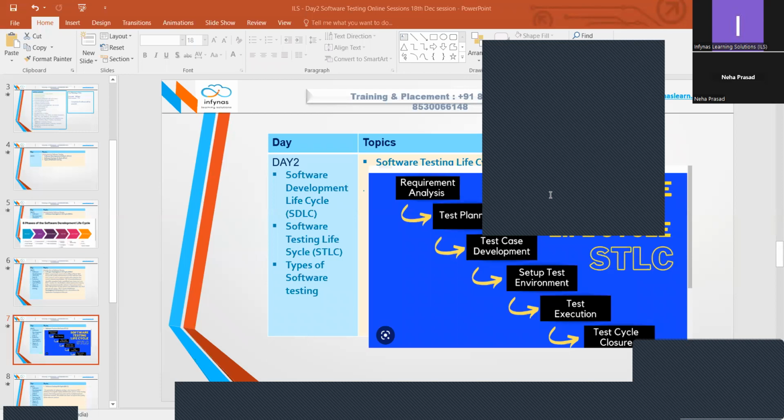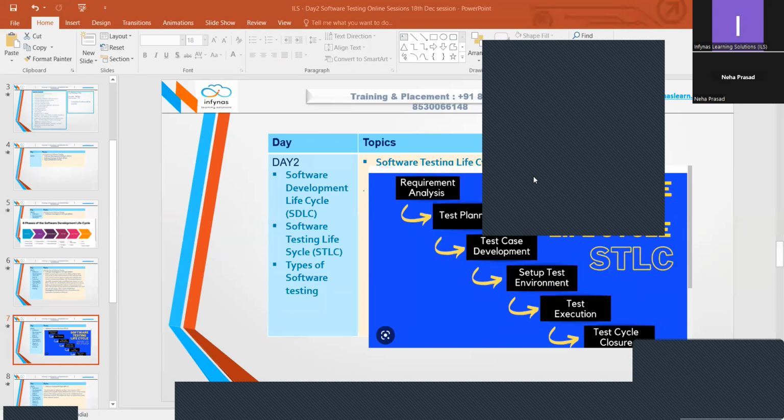So try to understand the concepts. They will ask you, is there a document wherein you will mention what you will test and what you will not test? You will say, yes, there is a document called test planning, wherein we say these are the features that will be tested and these are the features that will not be tested. So try to understand the concept.